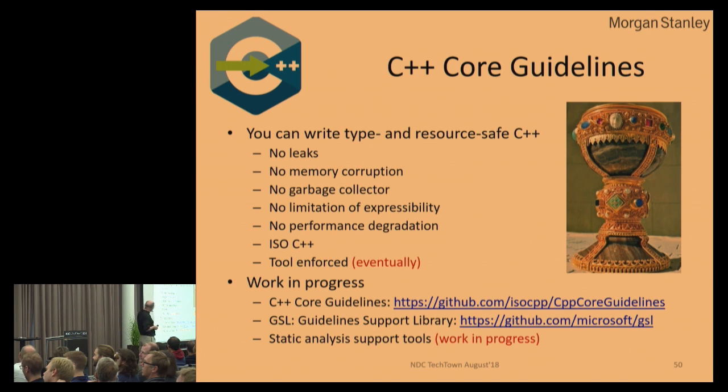And what we're after is what I showed on the previous slide, but in particular, I want to get type and resource safe C++. Absolutely no violations of the type system, no leaks, no memory corruption, no garbage collector. If you don't generate any garbage, you don't need a garbage collector. No limits on what you can say. I want it to be C++ and very expressive. No performance degradation, and I want it in C++ because, well, I don't want to write another language. It takes too much work.